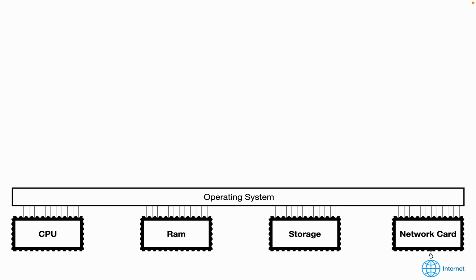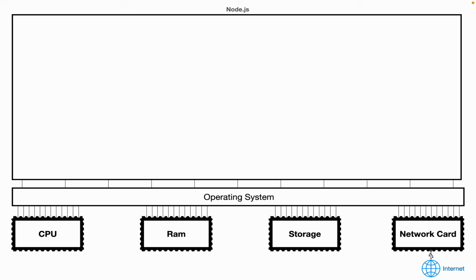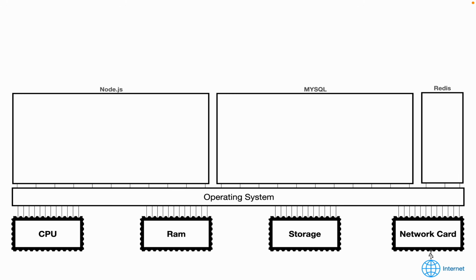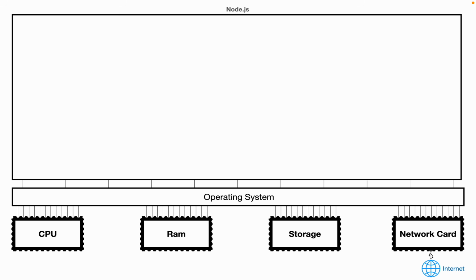Now, on top of our operating system, we have our process, Node.js. We might also have many other processes running in our operating system, like a MySQL process or Redis. We saw that on my computer I had opened up more than 300 processes, and yours is probably around that number. Naturally, a lot of these processes are opened up by the operating system itself, but let's put our focus on Node.js and not on the other processes.